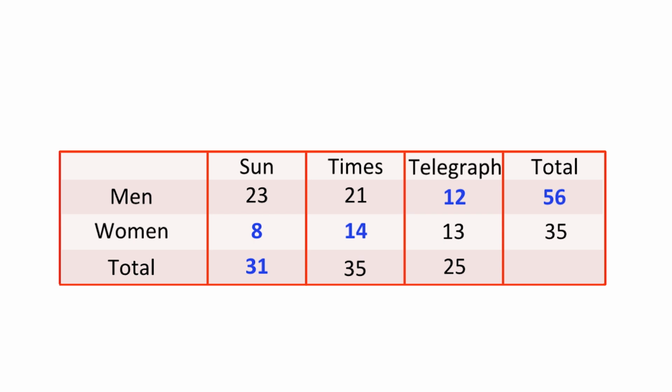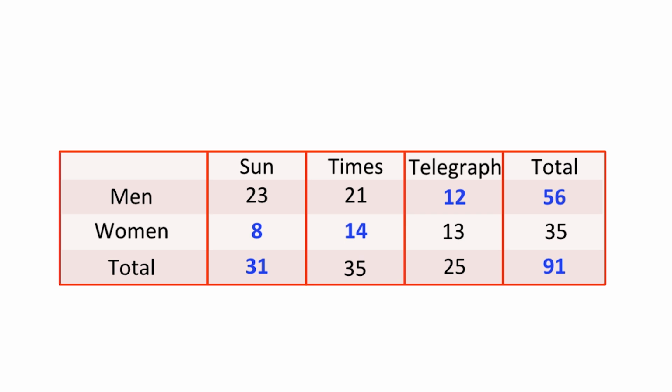And then our final box to fill in is our grand total. And remember, that needs to be the same along the total row and the total column down the end. And if we look, 56 add 35 gives us an answer of 91, and so does 31 add 35 add 25. And it's important to check that that row and that column both give you the same total.